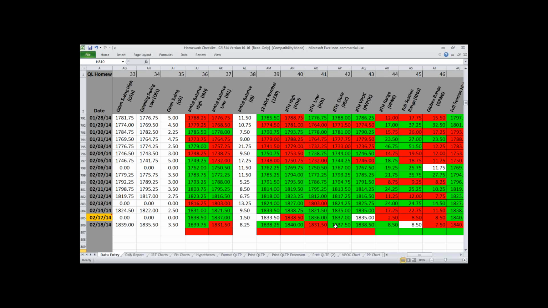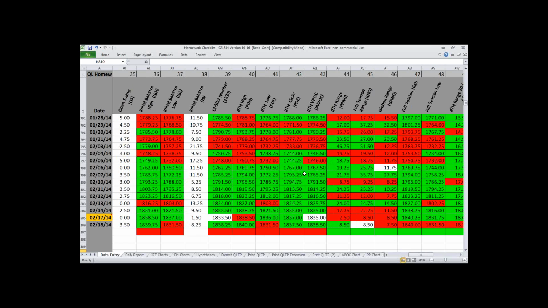Normal range is between 6 and 9. All our RTH numbers were higher. You can see we've been trending up. We did have a lower RTH low, so a little bit of sign of weakness. And then of course overnight we were net short.